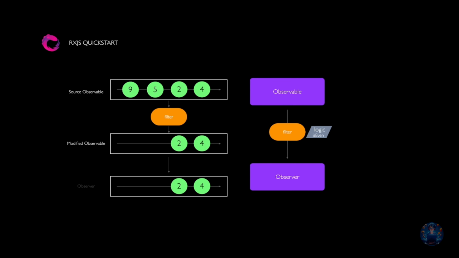It is then to this observable that our observer will subscribe and receive 2 and 4 as the next notification. So your observer doesn't directly talk to the observable now, but rather it subscribes to the modified observable. And how this observable was modified was because of the filter operator that we used here. Now let's write some code to see this in action.